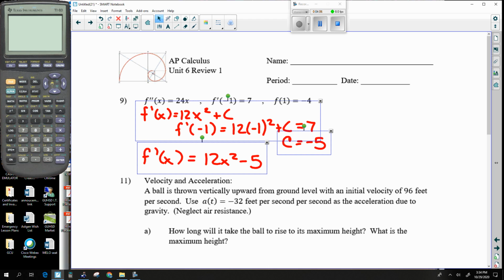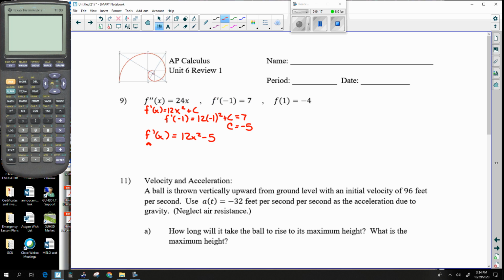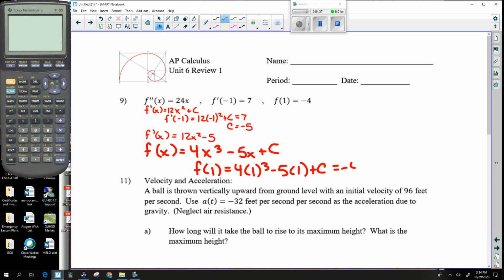Okay, that's not the particular solution. Again, the particular solution is the original f, not a derivative. So taking this one more step, the integral of this is x to the third divided by 3 is 4, minus 5x plus c. They give me a condition of f of 1. So f of 1 is 4, 1 to the third minus 5, 1 plus c is equal to negative 4.